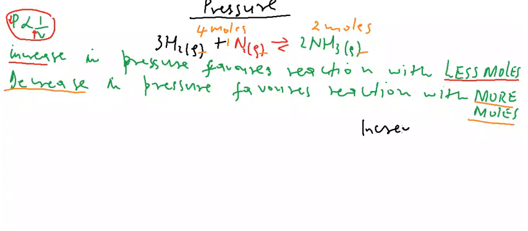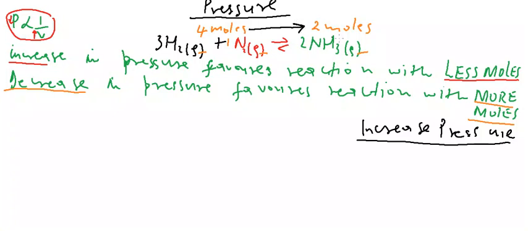Now let's increase the pressure. When you increase pressure, you favor the reaction with fewer moles. Increase in pressure favors the reaction with fewer moles, which means in this case the forward reaction is favored, because the fewer moles are on the forward side, that is the products. So we write forward reaction is favored.